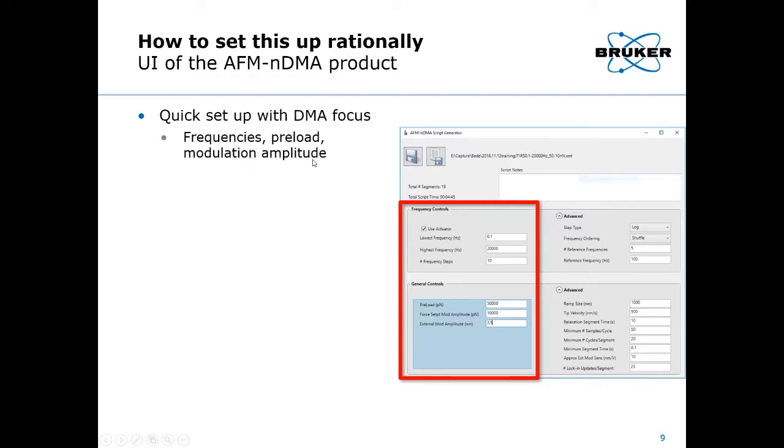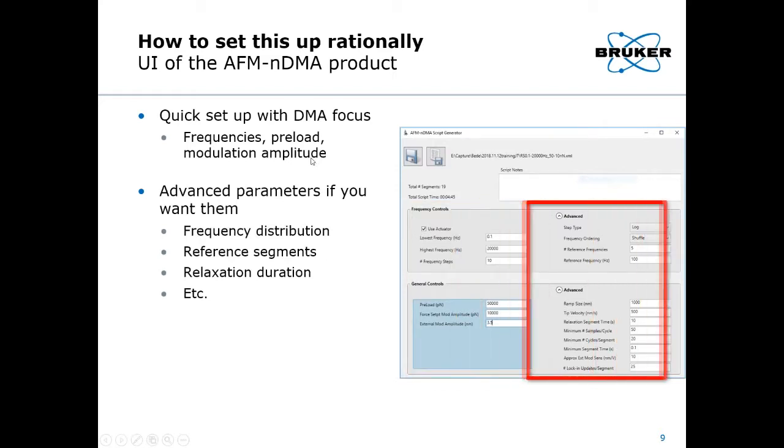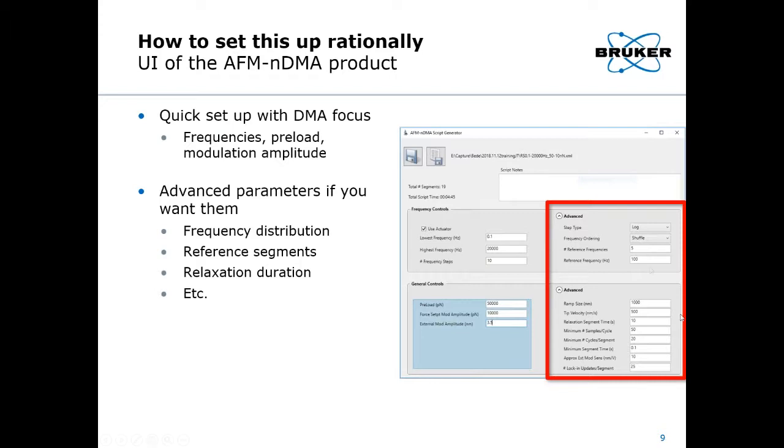The frequencies, the preload, and the amplitude. Now, if you do want to get into the details of how the measurement's done, you can get to these advanced parameters. That allows you to control the frequency distribution, like whether it's going to be a log step or shuffled frequencies or what. You can also control the reference segments, how many there will be, and what frequency you're going to use, relaxation duration, all kinds of things about the ramp, et cetera, et cetera.